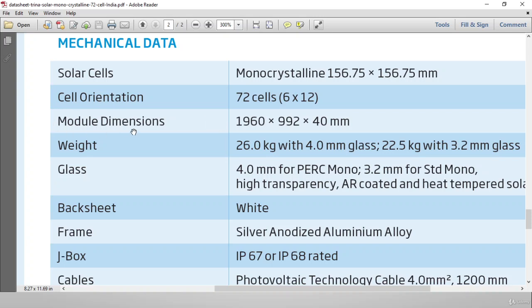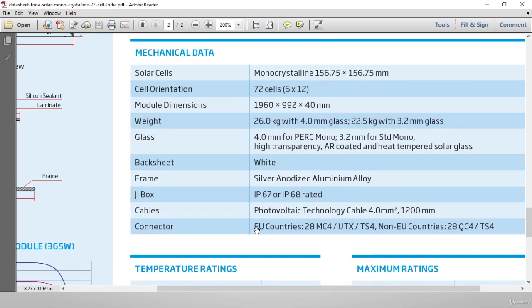Next is the module dimensions we require, that is the lengthwise and widthwise basic dimensions of the solar panel. Whenever we design the mounting structure for holding the solar panel over the rooftop area or any ground mounted area, we must know the dimensions of the solar panel and the weight of the solar panel that we are using. In this case, the weight is 26 kg, and we also have to check the J box rating, that is the junction box. It should be IP67, which is the ingress protection or outdoor protection rating of 67.